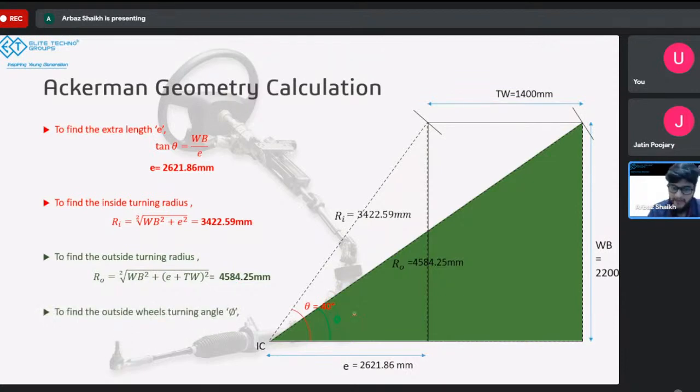This angle phi. To calculate this angle phi, we can use any kind of trigonometry you want. You can use sine, cos, or tan, because we know all three sides of the triangle now, right? So you can use any of the relations. Here I have used sine. Sine phi will be equal to perpendicular upon the hypotenuse, right? So perpendicular here is going to be WB, which is 2200, and the hypotenuse is RO, which is 4584. So that comes out to be 28.67 degrees.